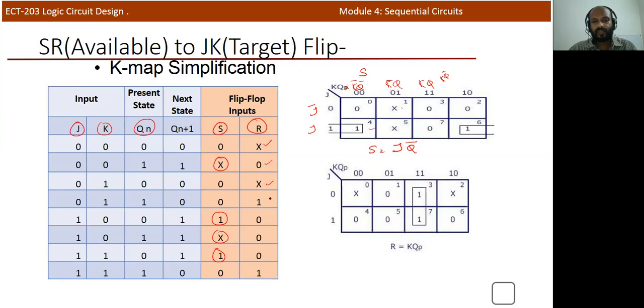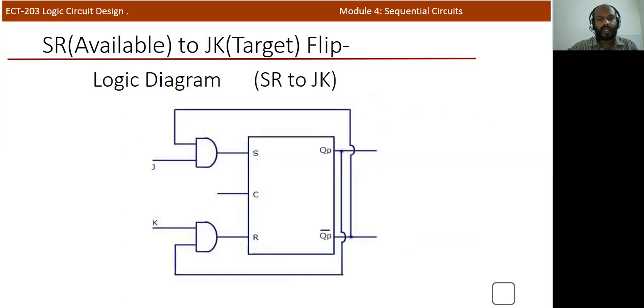And if you design for R by using J, K, Qn, by substituting X, 0, X, 1, 0, 0, 0, 1, you are getting 2 ones as a group. So this is K, and you can read it as Qn. Now we got the design circuit.